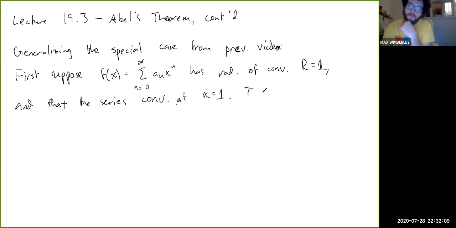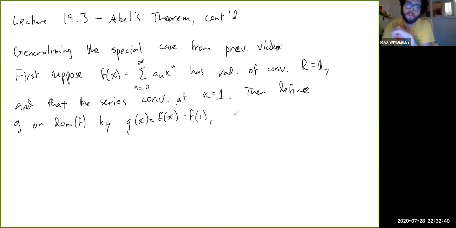So then, for the previous proof, if we just define g on the domain of f by g of x equals f of x minus f of 1, then g, actually, better yet, instead of f of x, let's just write the series again.